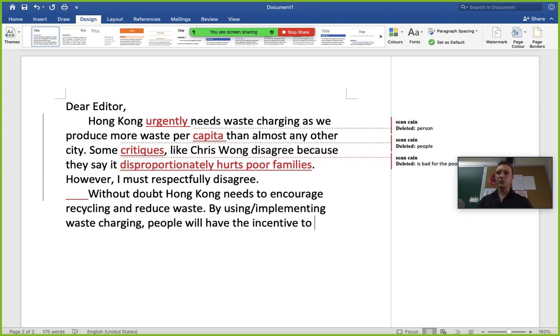Now, we already used the words recycling and reduce waste, and so I don't want to repeat that again. You want to use new words. What's maybe another phrase for that? To live greener lives.